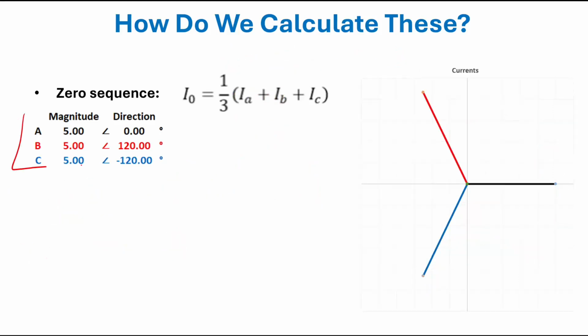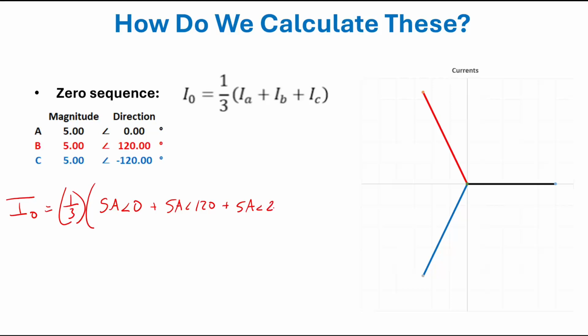This is a negative sequence phasor system, right? And we're trying to calculate what the zero sequence is. So this is I0 equals, oh, don't forget the third, 1/3 times 5 amps at an angle of 0 degrees plus 5 amps at an angle of 120 plus 5 amps at an angle of 240. That's what this is. Negative 120 is 240. Same difference, just looking at it from this direction or looking at it from that direction.